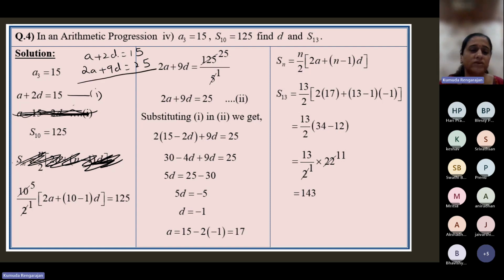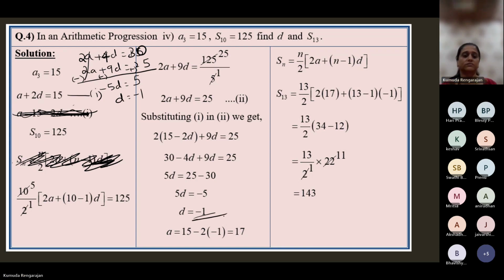Okay, so multiply the first equation with 2. 2a, 4d and 30. Now change the signs throughout. So 2a minus 2a gets cancelled. We have minus 5d is equal to 5. So d is equal to minus 1.